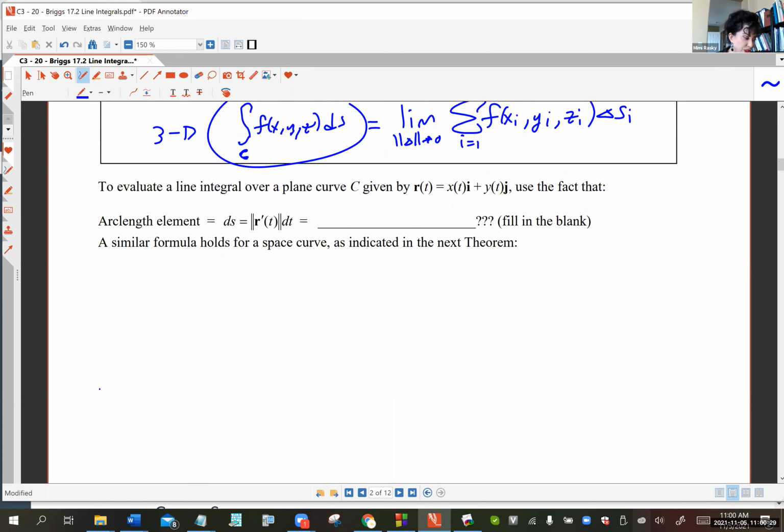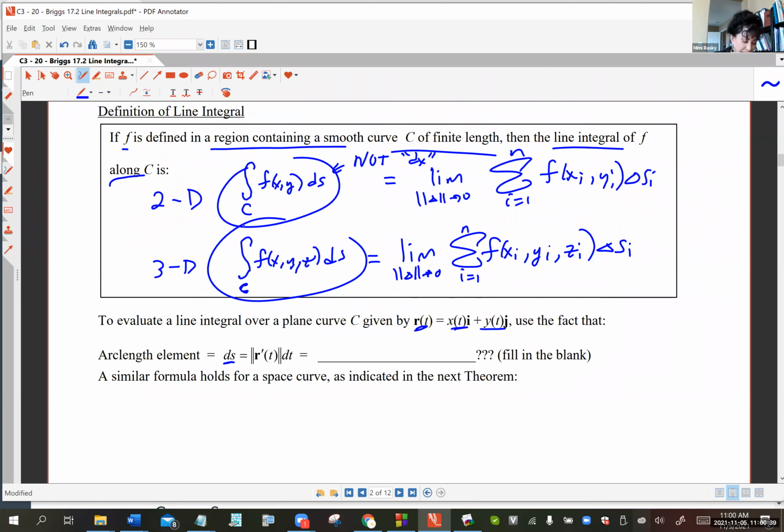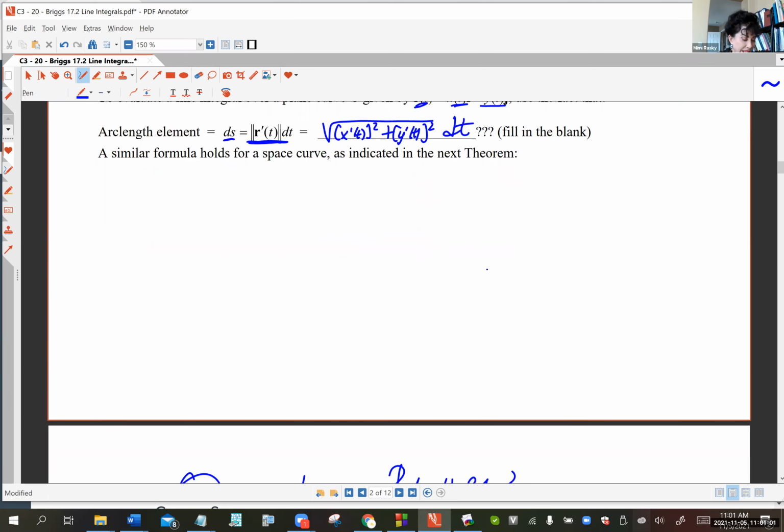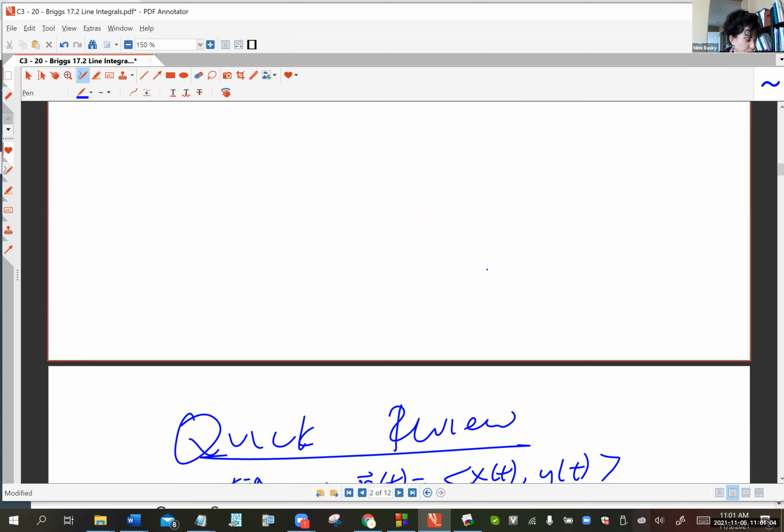So let's do a 2D version first. If you're given your vector valued function with components x of t, y of t, the arc length element, the ds that you see in this line integral, is essentially replaced with the magnitude of r prime dt. In other words, you're going to have the square root of the sum of the squares of the velocity vector components times dt. So you're going to integrate with respect to the parameter, dt. And a similar formula holds for your space curve.